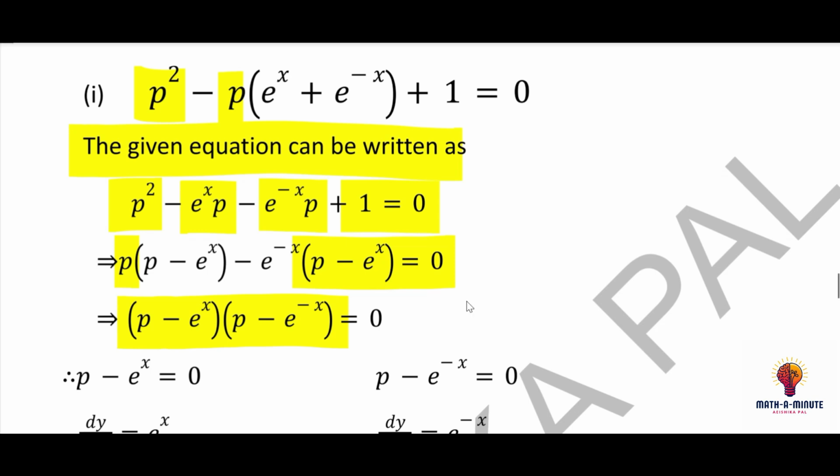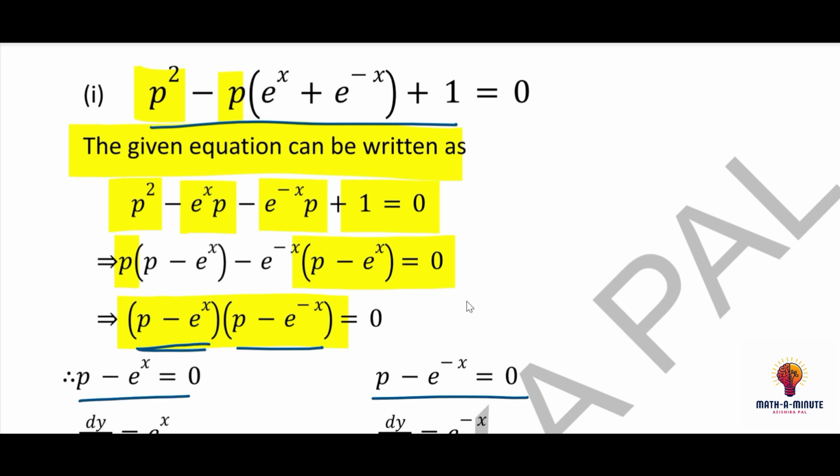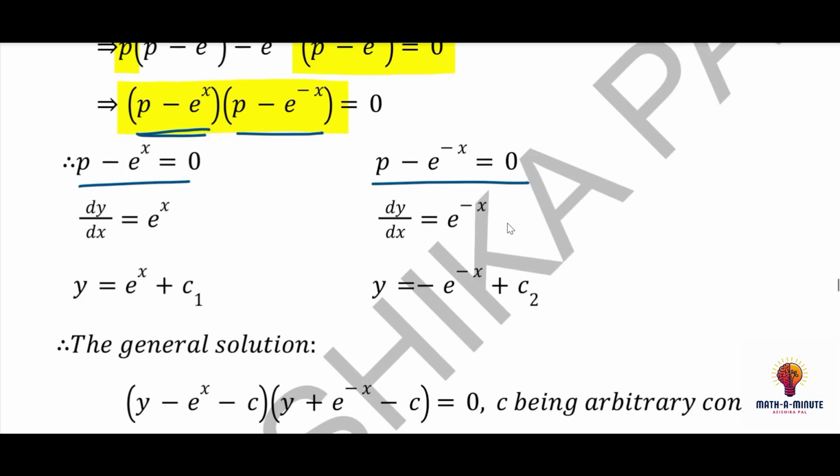Here we write this differential equation as a product of these two first order first degree differential equations. So we have to solve each first order first degree differential equation separately. We know that p is nothing but dy/dx. So if we write dy/dx equals e to the power x, we can write this in the form of dy equals e to the power x dx, and if we integrate both sides, it will be y equals e to the power x plus c1.